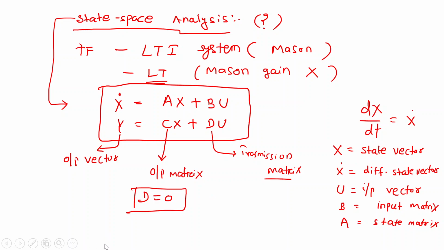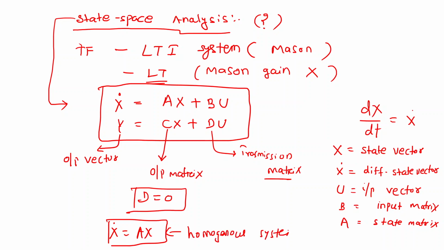So what is a homogeneous system? Homogeneous system means if your input is 0, it is represented by x star equal to Ax. This is a homogeneous system. The total system is represented by equation 1 and equation 2, and the homogeneous system is represented by equation 3. So this is an overall idea about state space analysis.